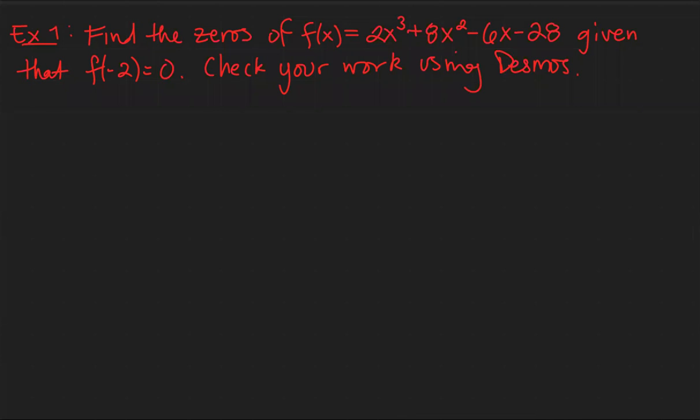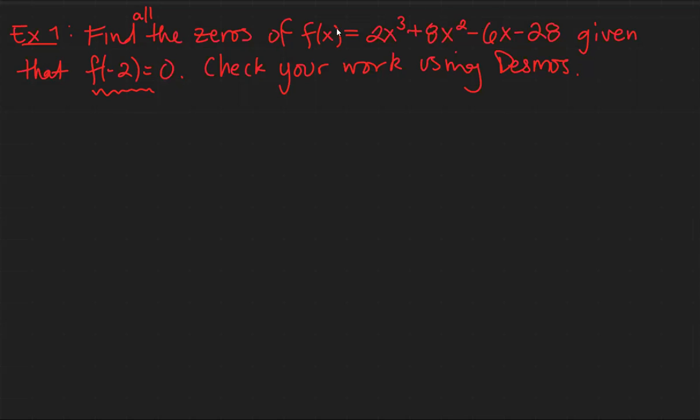So let's find the zeros. I left something out: find all the zeros of f of x equals 2x cubed plus 8x squared minus 6x minus 28, given that f of -2 is equal to 0. We're going to check our work using decimals after we're done. We're finding the zeros, the x-intercepts, and they give us a piece of information. We're going to find out that we need it, because if we don't have it, we can't do much with this.